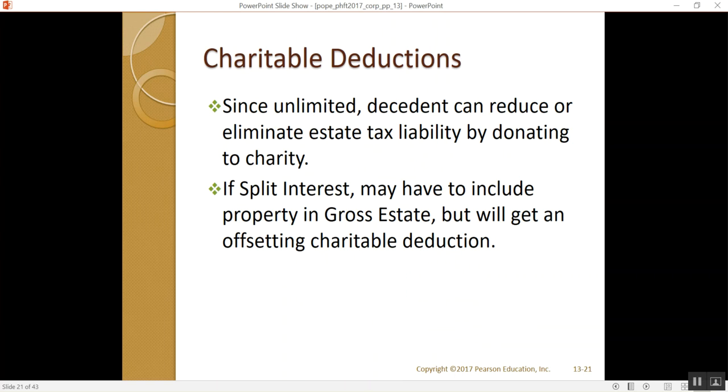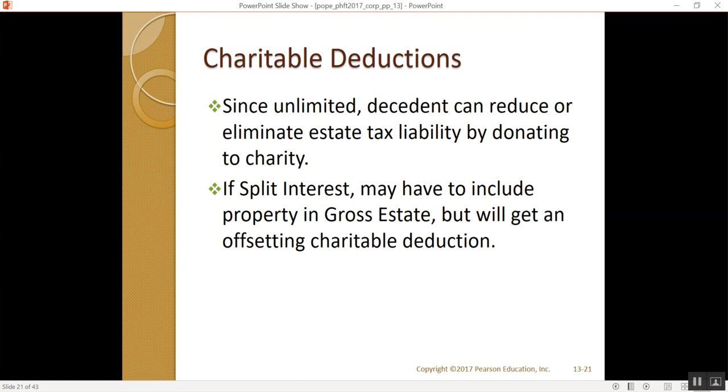Now, the next category of expenses that we'll cover are charitable deductions, and that's covered under Section 2055. And the difference here, as contrasted with the rules on deducting charitable contributions on a corporate return or on an individual return, is that on an estate return, there is no limitation that you apply.